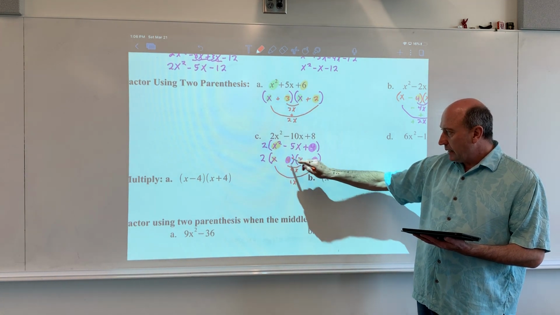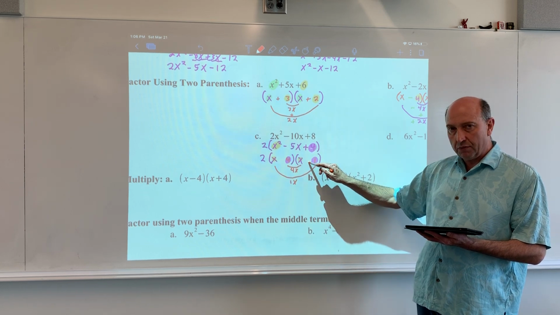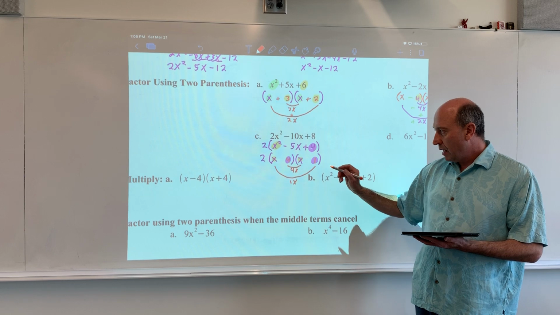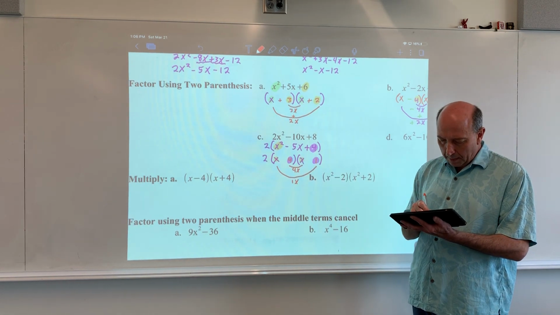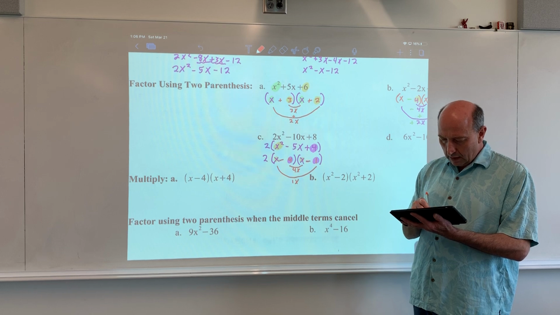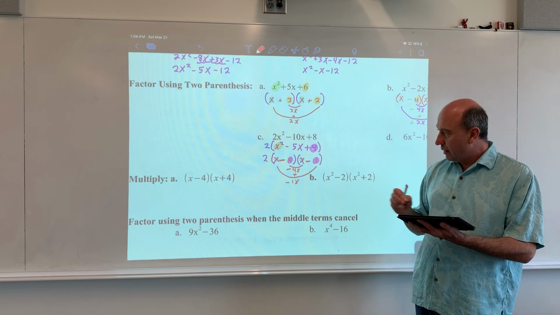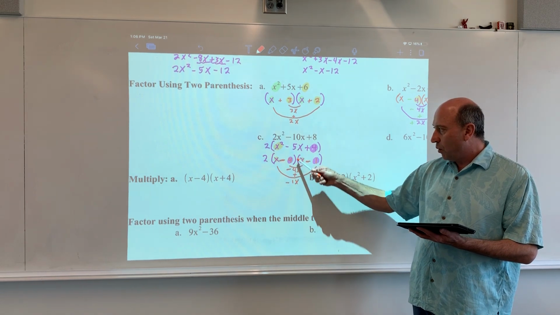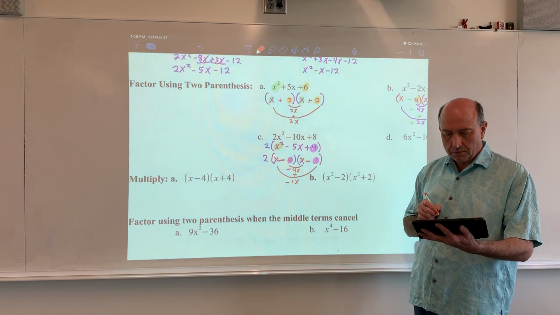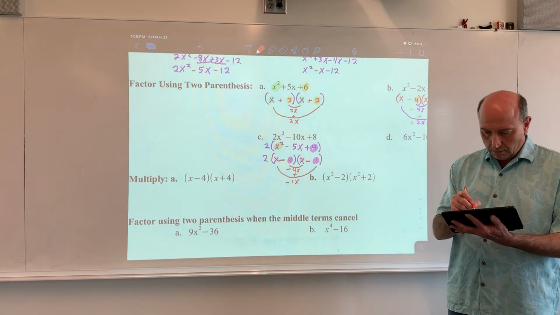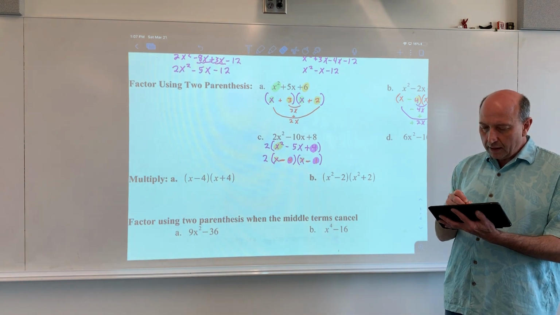So I need a positive times a positive to get a positive 4, or a negative times a negative. Those are my two choices. What if I chose a negative times a negative to get a positive? And then I'd have a negative 4 plus a negative 1. Negative 4 plus negative 1 is my negative 5. I just solved the puzzle. So this was my final answer.